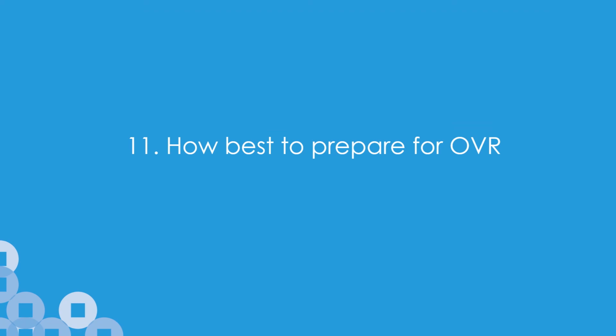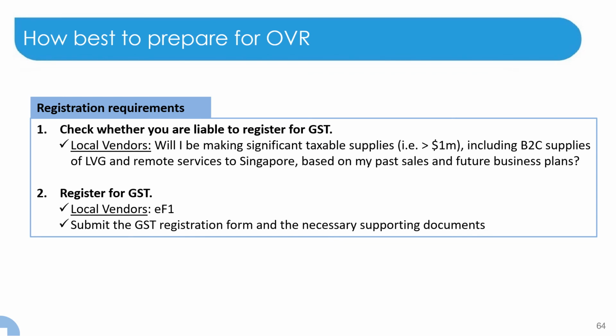Lastly, we will be explaining how you, as a local vendor, can best prepare yourself for the OVR regime. First, you should check whether you are liable to register for GST under Singapore's extended OVR regime. You should check if you will be making taxable supplies exceeding $1 million, including B2C supplies of LPG and remote services to Singapore, based on your past sales and future business plans. If liable, you should proceed to register for GST accordingly by submitting the GST registration form, EF1, and the necessary supporting documents.